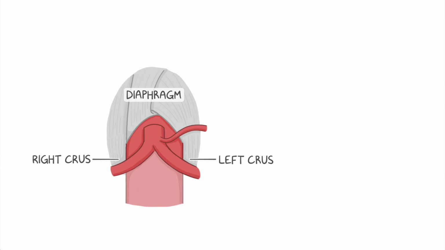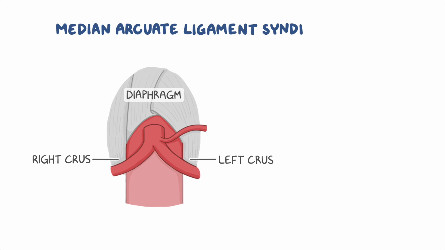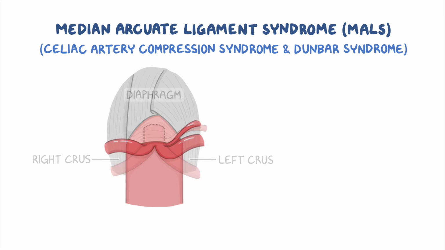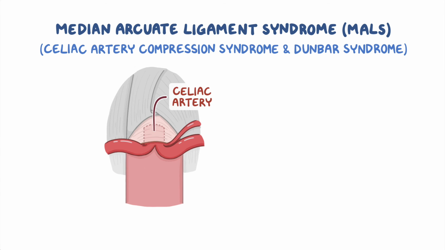Alright, as a quick recap. Median arcuate ligament syndrome, or MALS, also known as celiac artery compression syndrome and Dunbar syndrome, is thought to be caused by the compression of the celiac artery and its surrounding structures by the median arcuate ligament of the diaphragm.